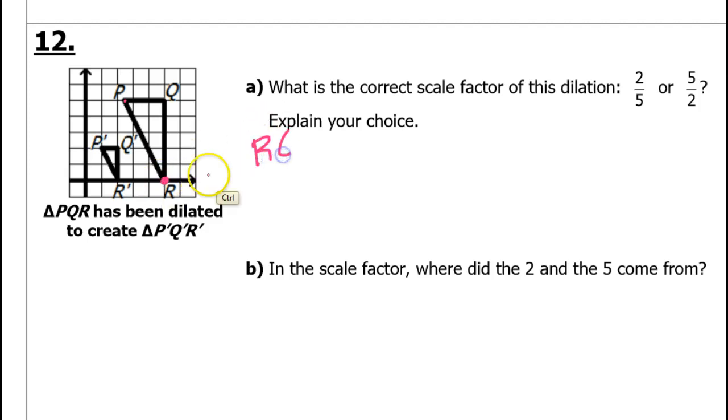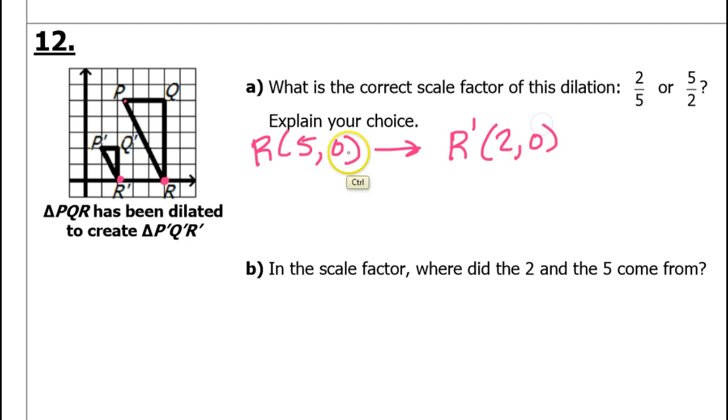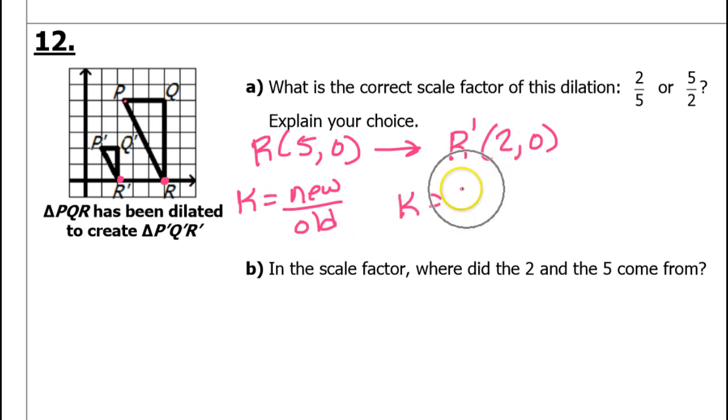So point R starts off at, what's that, 5, 0, 3, 4, 5. So point R starts off at 5, 0, and then it becomes point R prime, which is the new point, which is at 2, 0. So focus on the x values, and the scale factor, which I always call k for some reason, is always going to be new over old. So in this case, the new is 2. The prime is always the one that's new, and the x value, the old value, is 5. So the scale factor should be 2 over 5 because we have to do new over old.